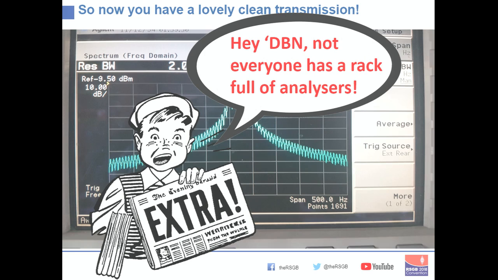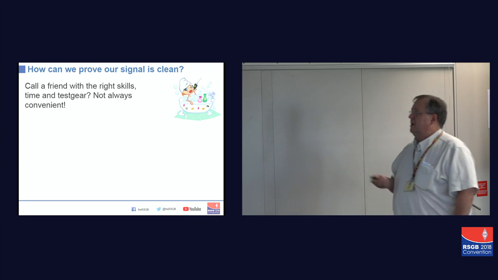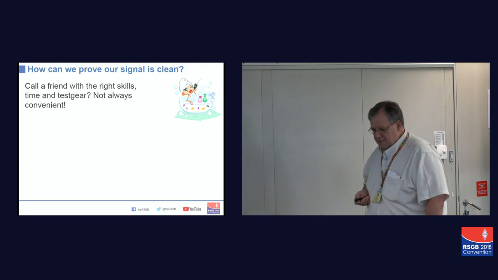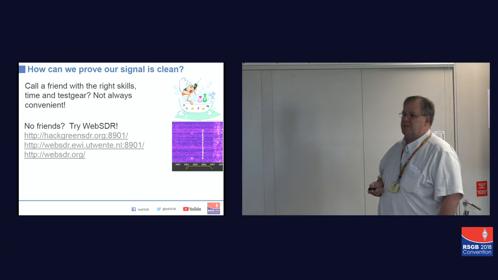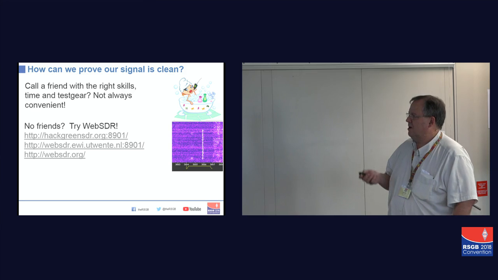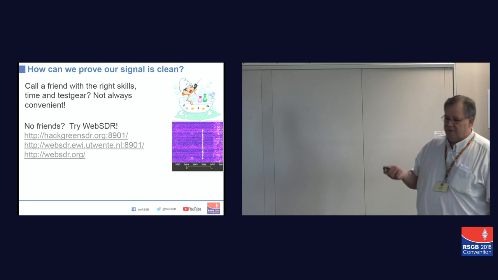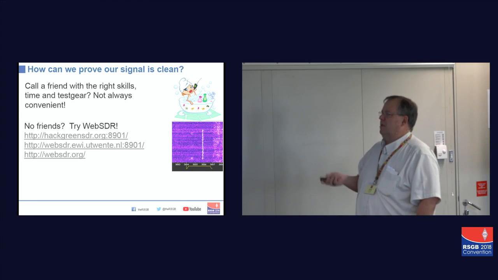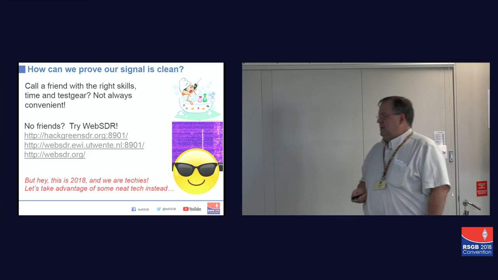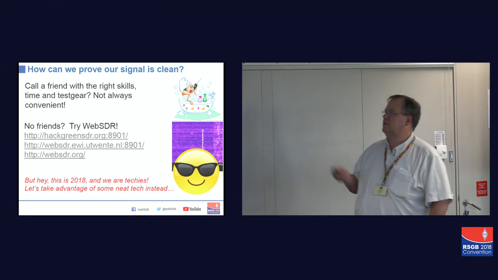However, not everybody happens to have a rack full of analyzers in their living room. So, what can we do to prove our signal stream? Well, we can phone a friend. Not always the most convenient. If you haven't got any friends, you could try WebSDR. On the WebSDR, if you're loud enough, you might be able to see your harmonics. You can't zoom in very well, so it's an option. But again, you've got to have a signal path to that. So we're a bunch of techies. This is 2018. Let's see if we can use some technology instead.